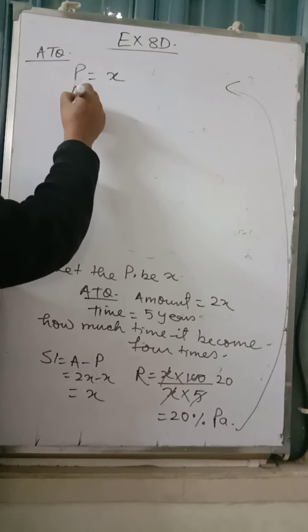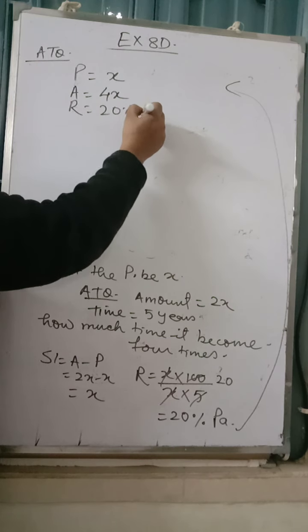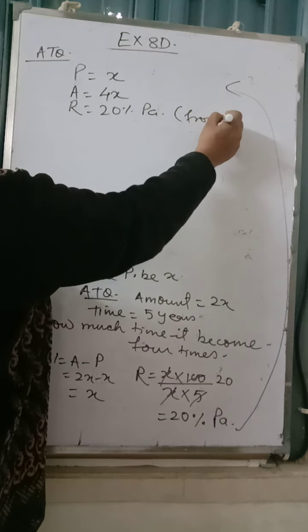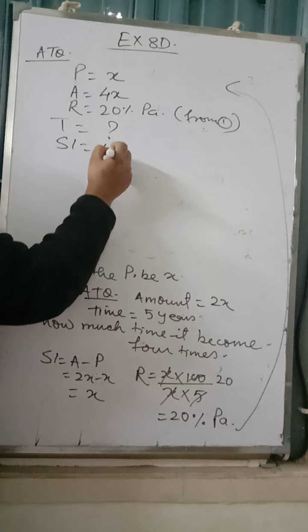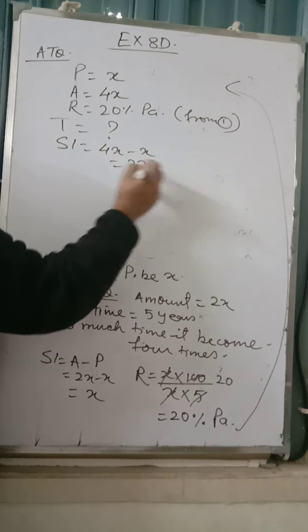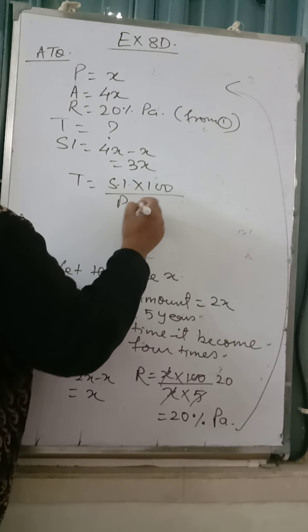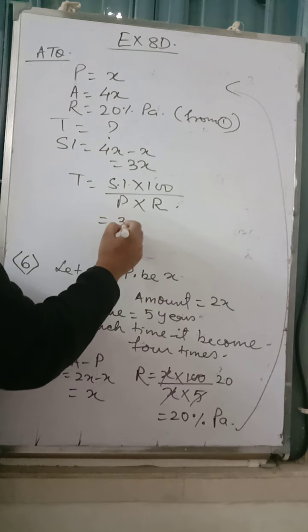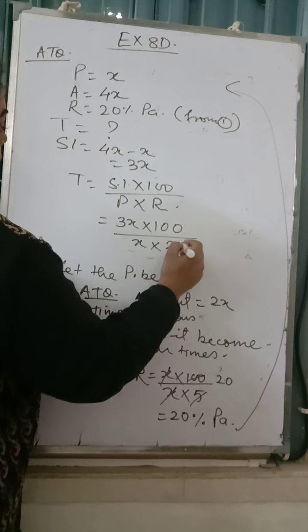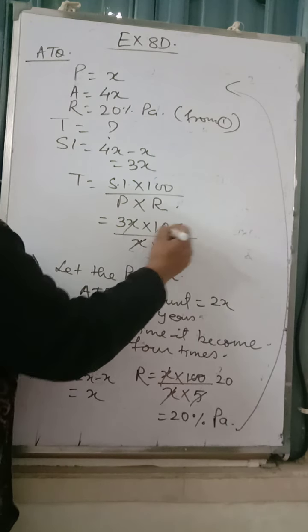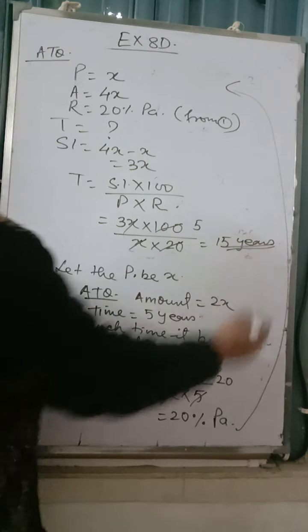Principal is x. Amount becomes 4 times, so 4x. Rate is 20%, which we got from the first case. So time is equal to what? SI is equal to 4x minus x, 3x. Time is equal to SI into 100 by P into R. Now SI is 3x into 100, principal we had x and rate we have got 20%. So x cancelled, 25 is 100. So in 15 years it becomes 4 times. This will be the answer.